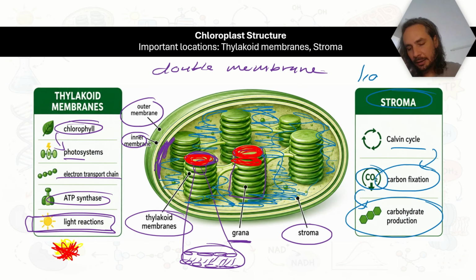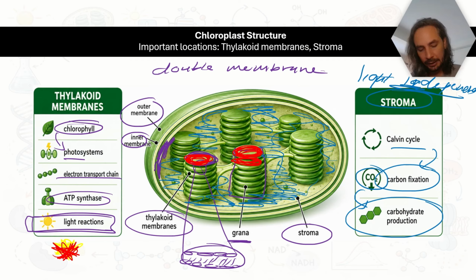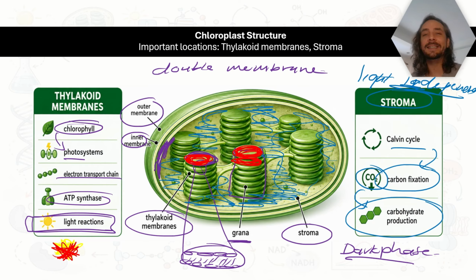You can say the light independent reactions, because it doesn't need light. It's independent of light. And sometimes it's also called the dark phase, because it doesn't need light. The light reactions happen here in the thylakoid membranes.